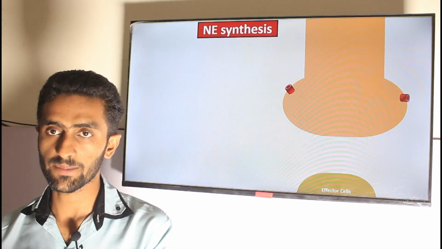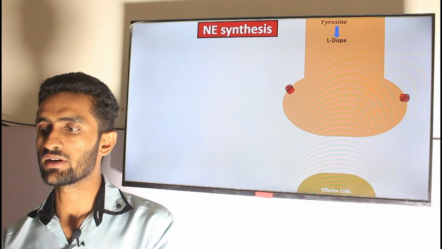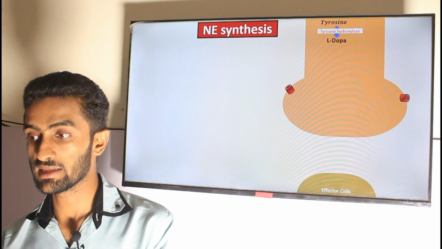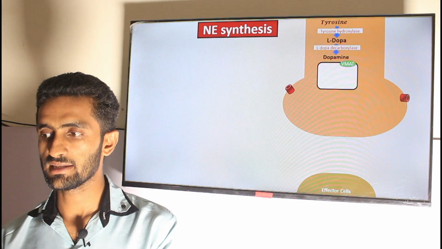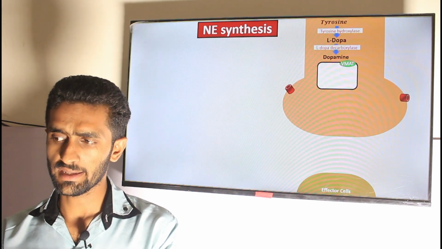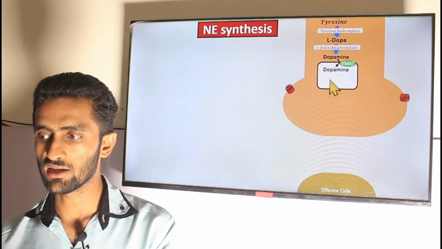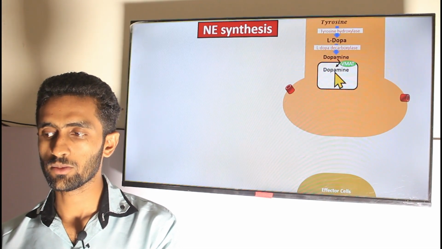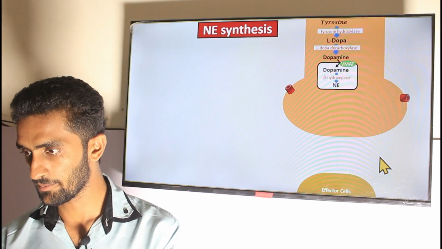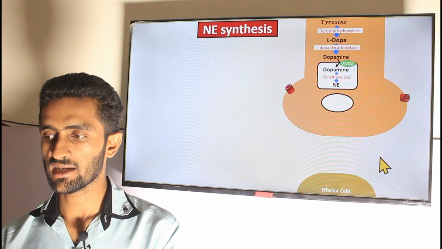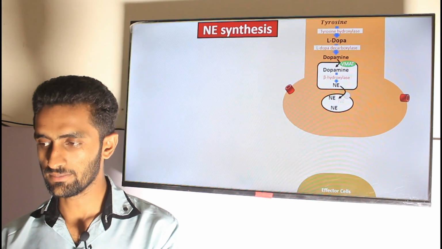Now let's look at norepinephrine synthesis. The amino acid tyrosine is converted into L-dopa by tyrosine hydroxylase in the presynaptic neuron, and L-dopa forms dopamine by the decarboxylase, and by the vesicular monoamine transporter it comes into storage, into the vesicle. In the vesicle, the dopamine is converted into norepinephrine with the help of dopamine beta hydroxylase. Then this norepinephrine comes out by the other transporter into the storage for norepinephrine.